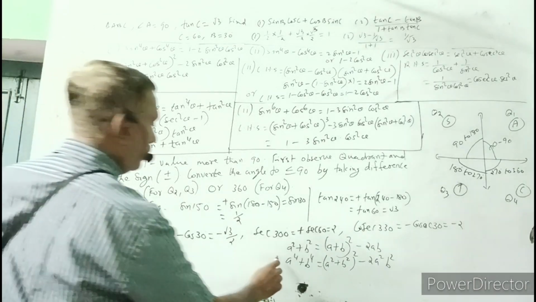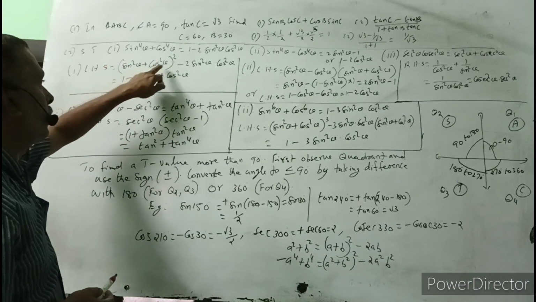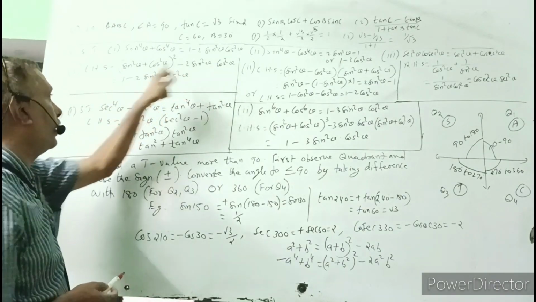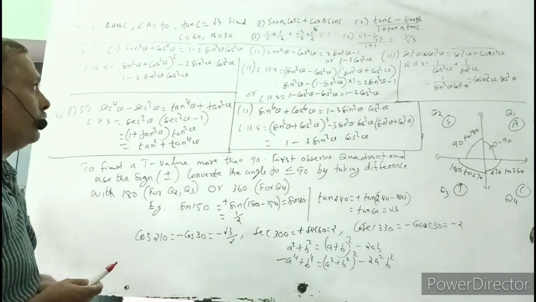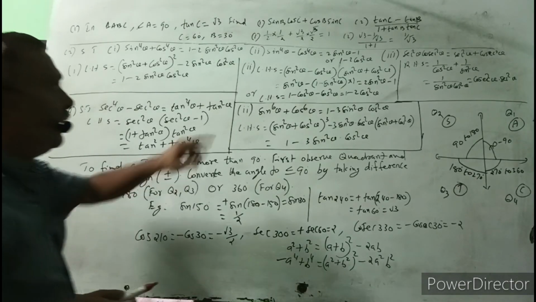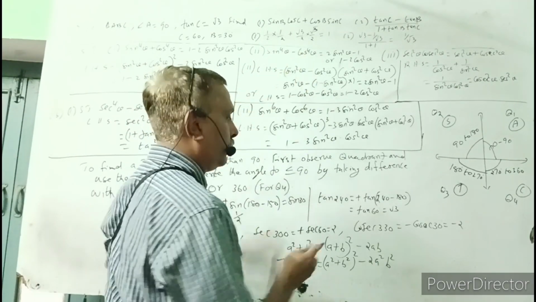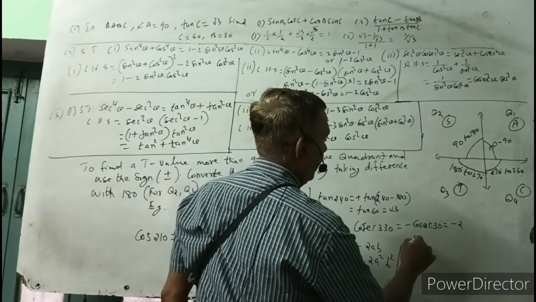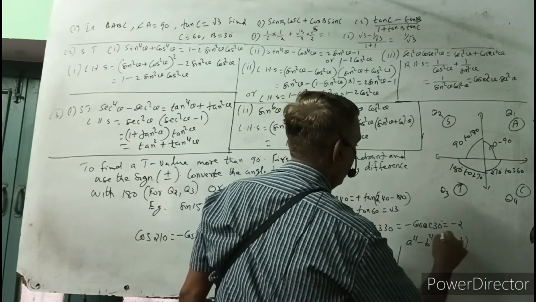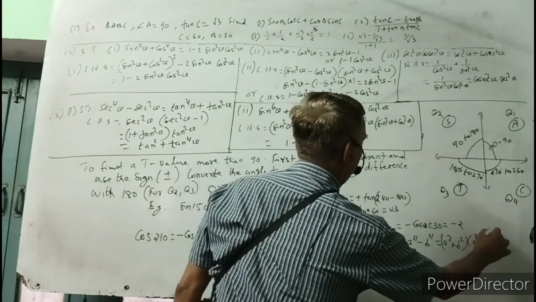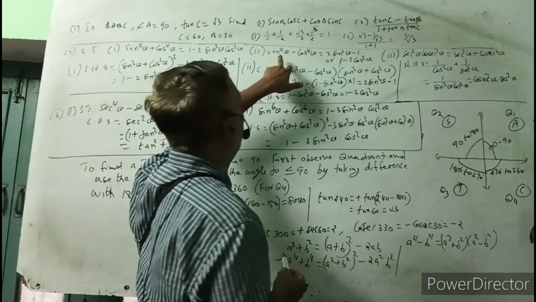The second one I use: sin square theta plus cos square theta the whole square minus 2 sin square theta cos square theta. The advantage is this is 1, so 1 minus 2 sin square theta into cos square theta. Here I use the a square minus b square formula. So a raised to 4 minus b raised to 4 is the same as a square plus b square into a square minus b square. This way you can simplify. That I applied here, so you will get this.